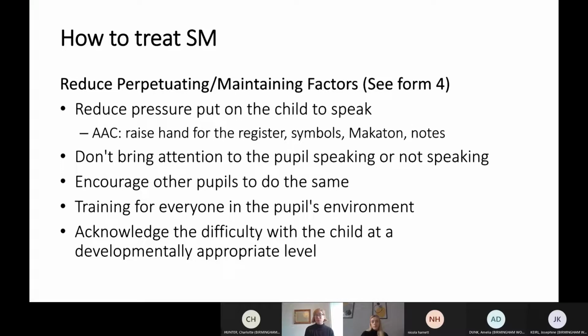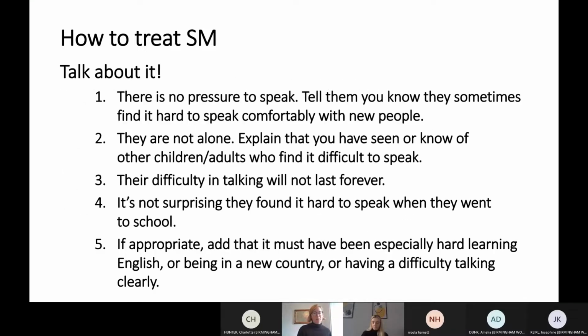And also just acknowledge the difficulty with the child, according to their learning level, so something that's developmentally appropriate. Just acknowledge with them, this is a really difficult thing and we're going to help you. So it's not something that's ignored, it's not something that you're putting loads of pressure on, but you're keeping that midpoint of acknowledging it and talking about it in a neutral and positive way.